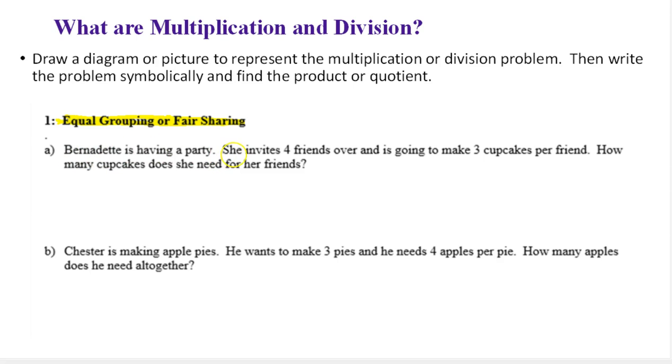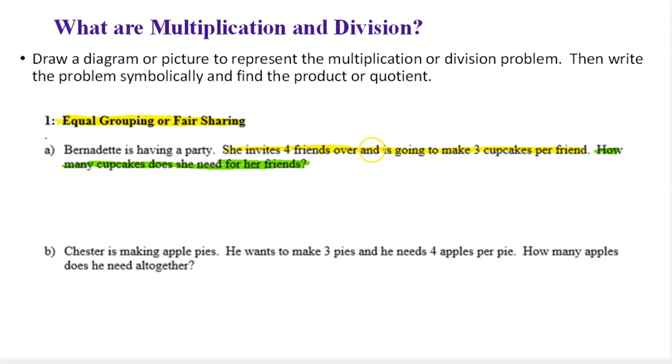Bernadette is having a party. She invites 4 friends over and is going to make 3 cupcakes per friend. Now here comes the question, our goal. How many cupcakes does she need for her friends? So first, let's try to visualize this problem by making a picture.